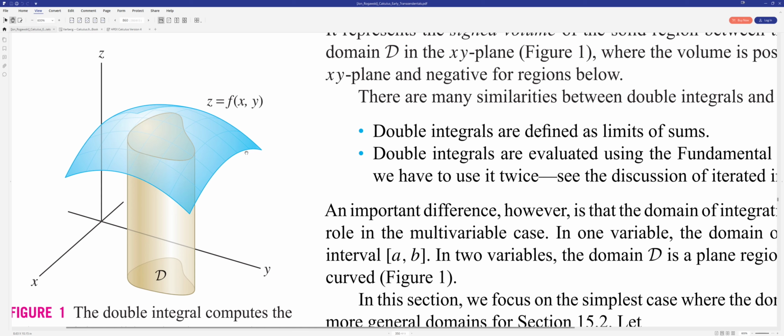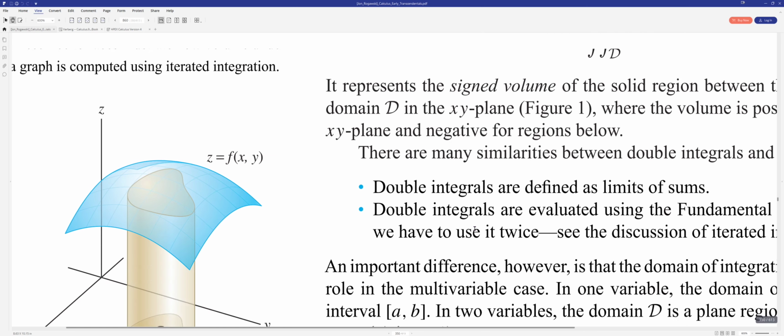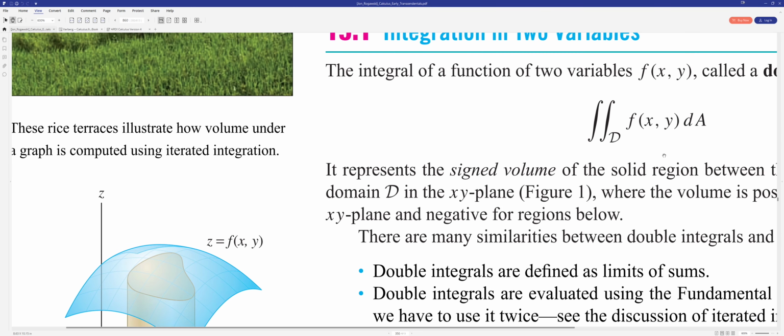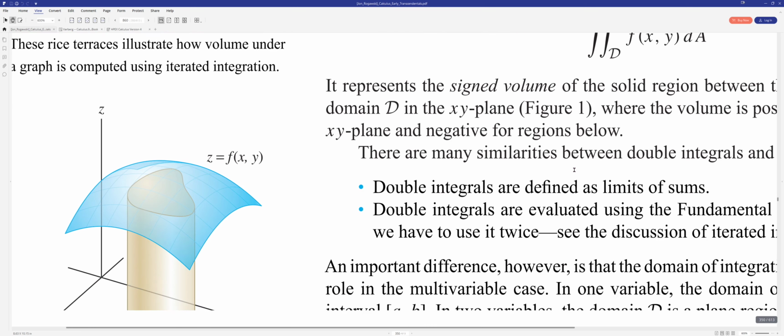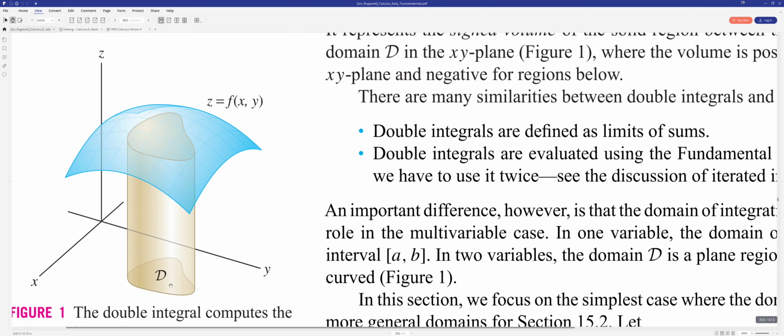And you'd also want the graph of your function. The graph of your function, which is this blue surface here, forms a surface in three-dimensional space. So this is the graph of your function, and this is the region D down here in the xy plane. This double integral is equal to the volume between this region D and the graph of your function.